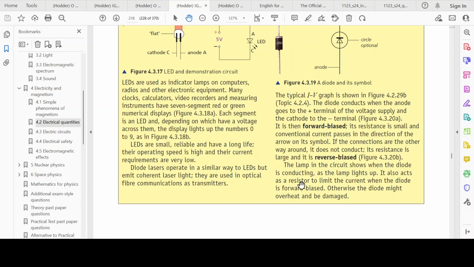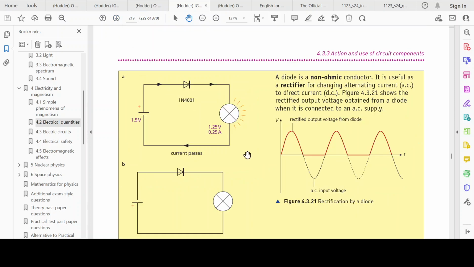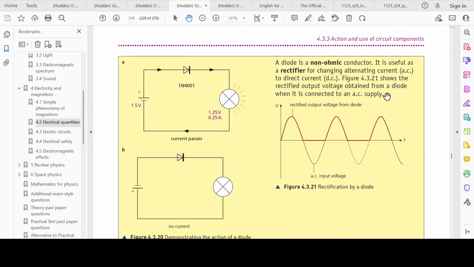It also acts as a resistor to limit the current when the diode is forward biased. Otherwise, the diode might overheat and be damaged. A diode is non-ohmic, so it doesn't give you a linear graph.